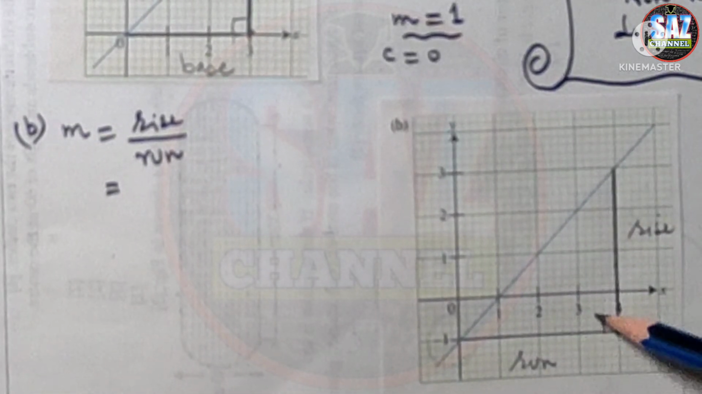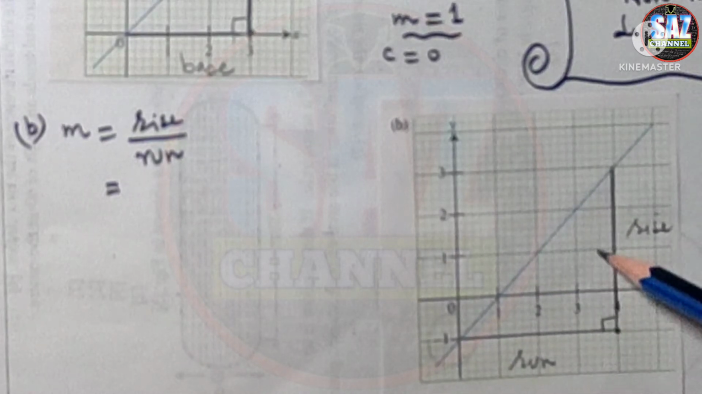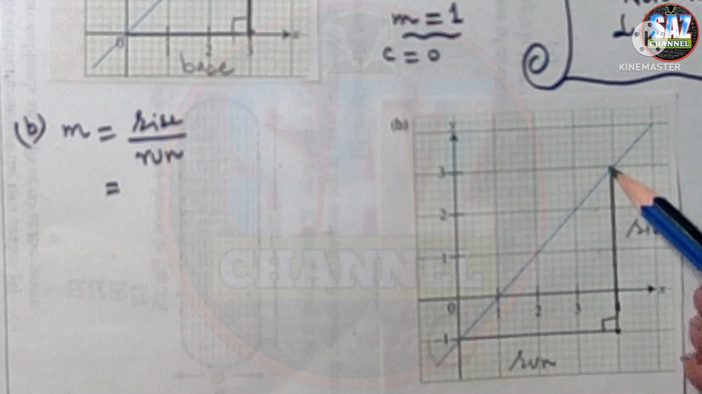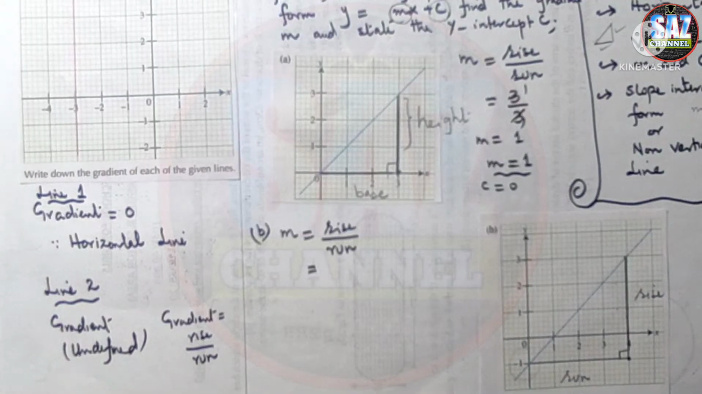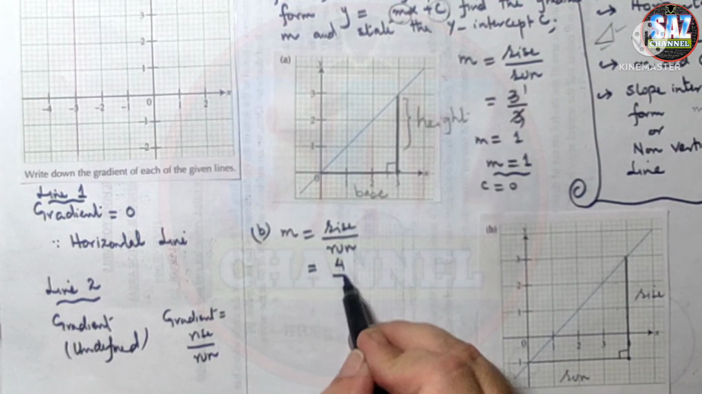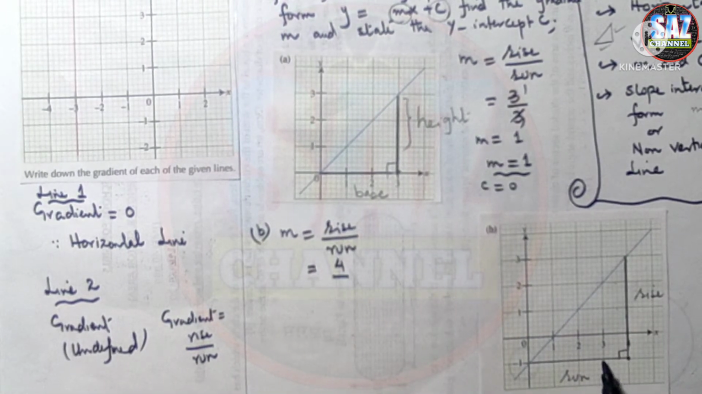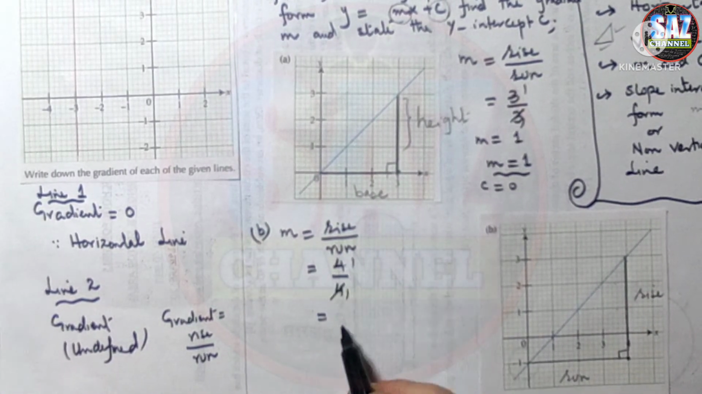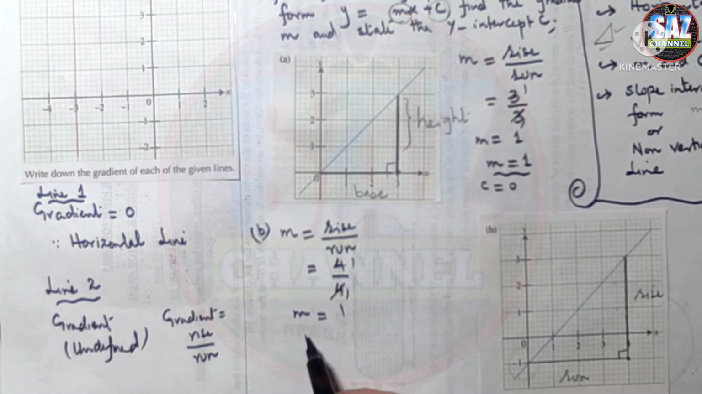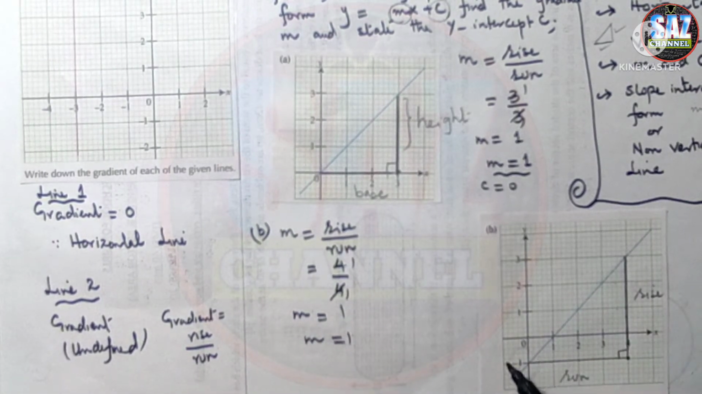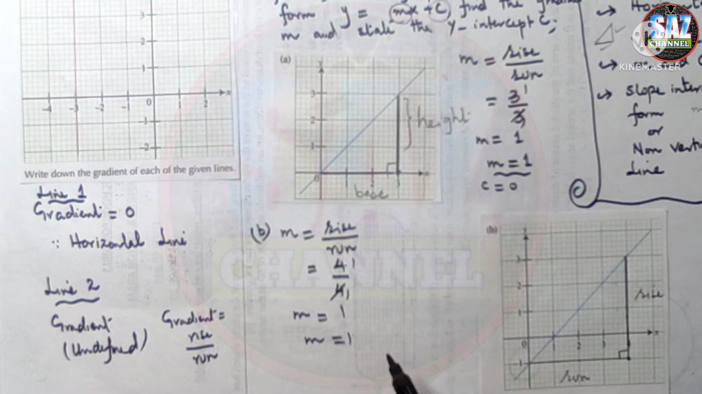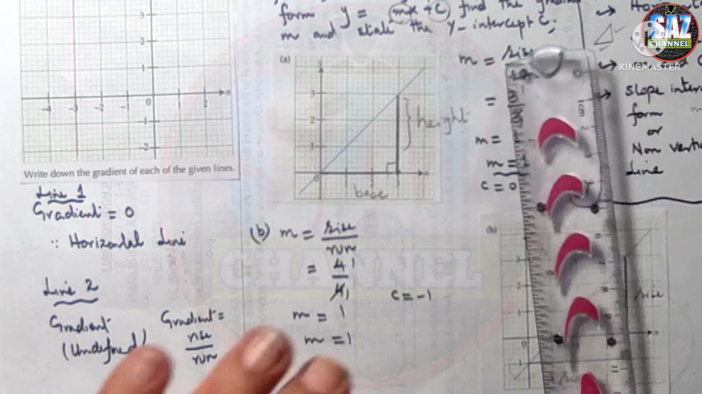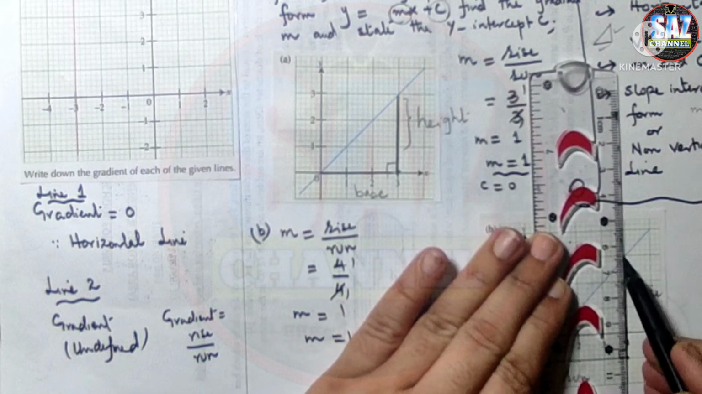In the rise, how many blocks am I taking? 1, 2, 3, and 4 blocks. 4 blocks on the rise side. And on the run side, again 4 blocks: 1, 2, 3, and this is the fourth. Rise upon run, 4 upon 4, 4 ones are 4 ones. So M equals 1, and see the point where the line meets the y-axis. C equals -1. This is one of the important concepts, so you must watch and understand this lesson carefully.